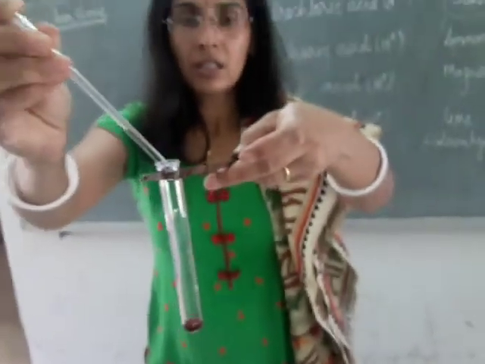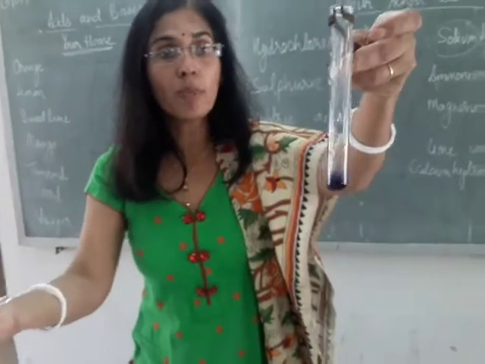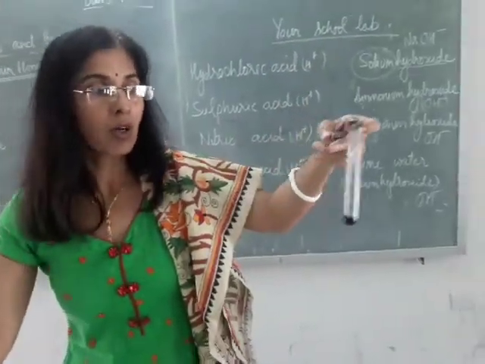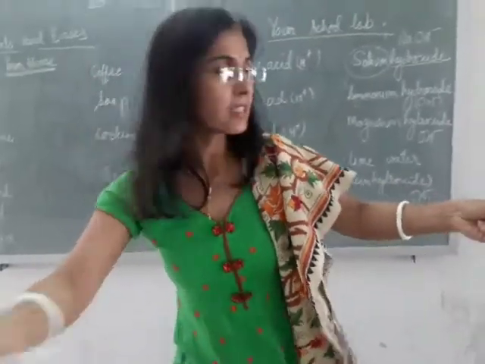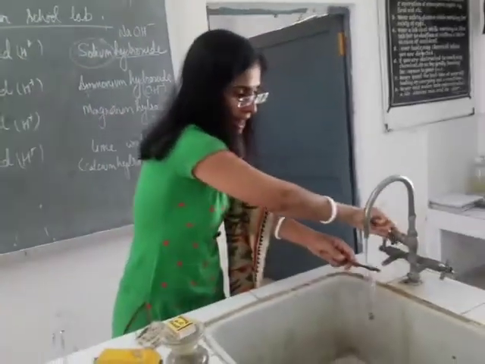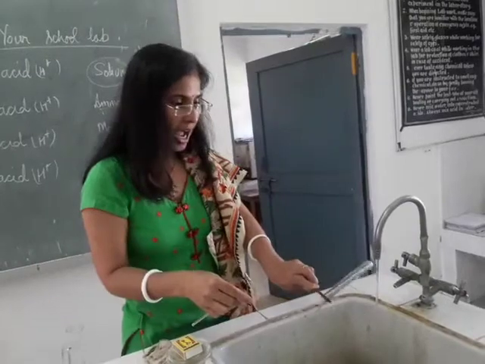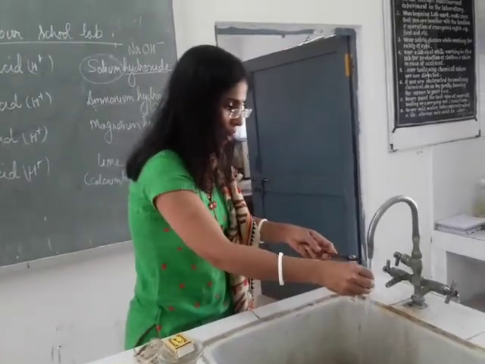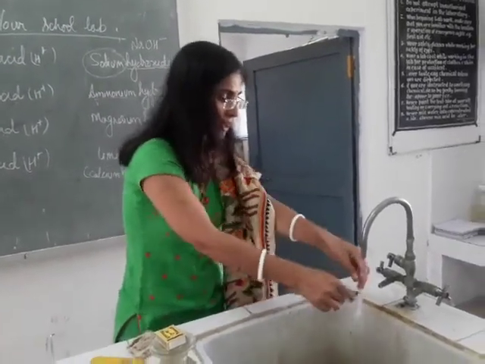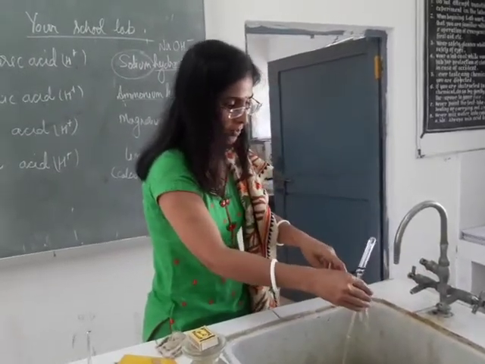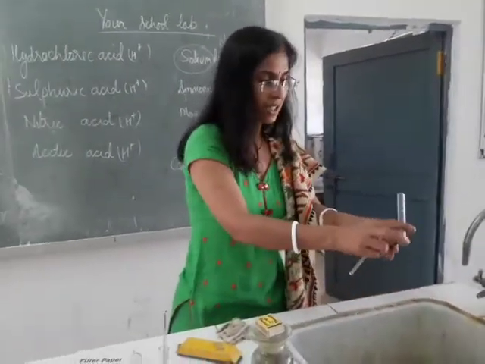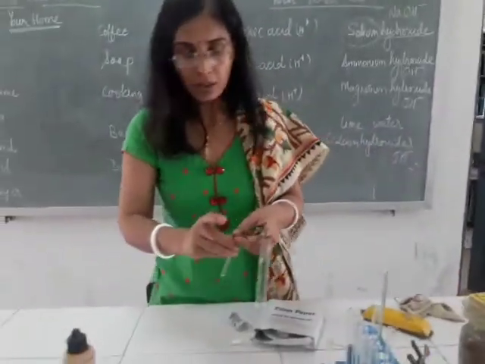And the red litmus has turned blue. Oh my god, this one is a base. Oh, good. And if I want to test the next solution, what will I do? I will discard the previous one. I will wash the test tube. I will wash this rod. Both of the things need to be washed very nicely so that no trace of the previous solution is left.